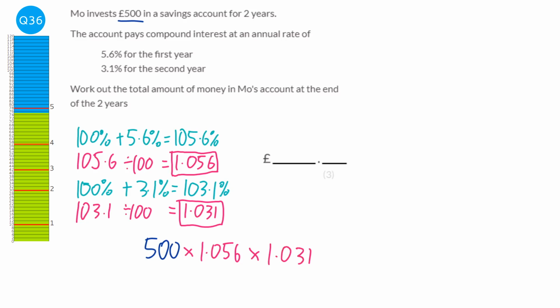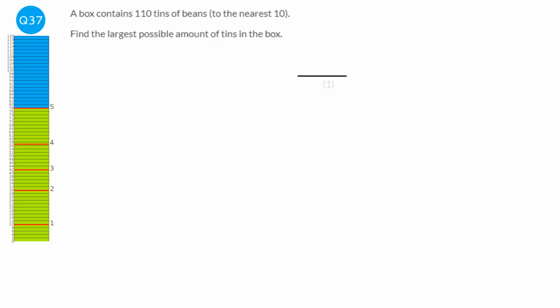When we do that, we get 544.367 blah blah blah. And so when we round that to 2 decimal places, because it's money, it's going to be 544.37. If I start by drawing a number line, and we're going to put the 110 in the middle.